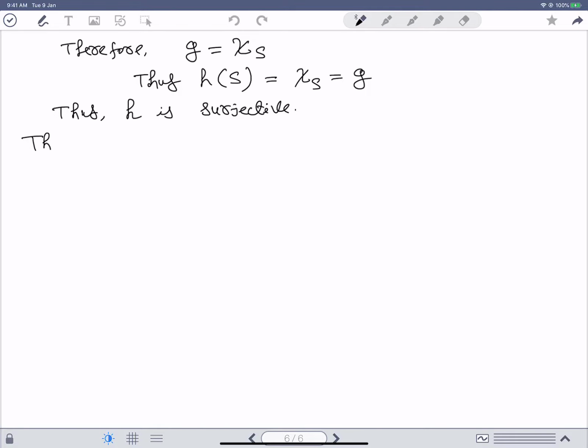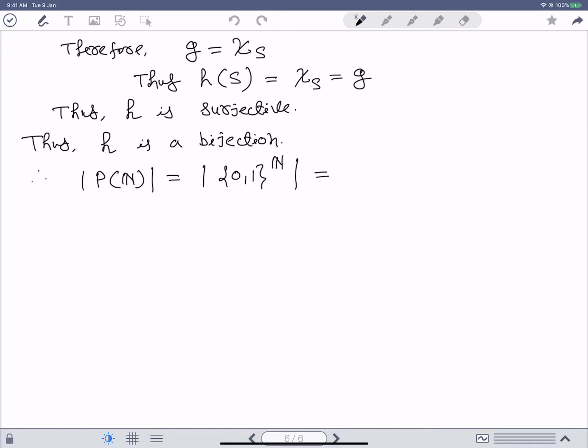So thus we have H is a bijection, done, and therefore the cardinality of the power set of N is the same as the cardinality of this set, the two-element set to the power N. And this is just 2 to the power N. So we are done.